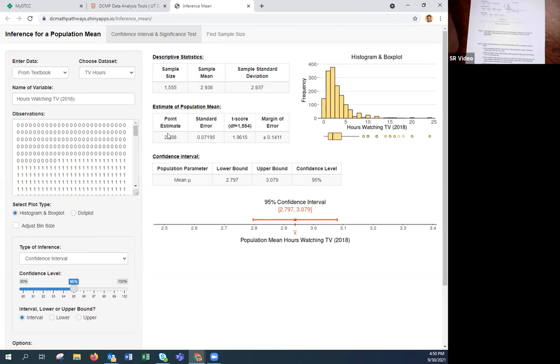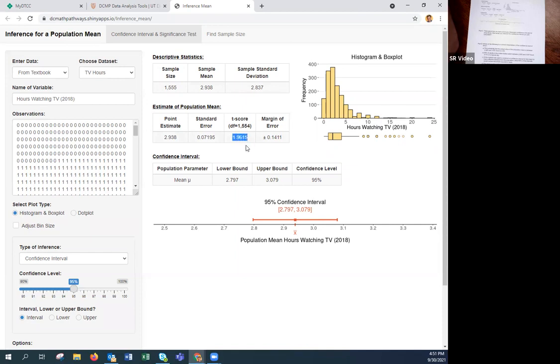The point estimate is x bar. Your sample mean is your point estimate. That's the guy we're going to add and subtract to form the interval down here. The standard error is your standard deviation, 2.837, divided by the square root of your sample size. So if you take this value and divide by the square root of 1,555, you'll get this standard error.